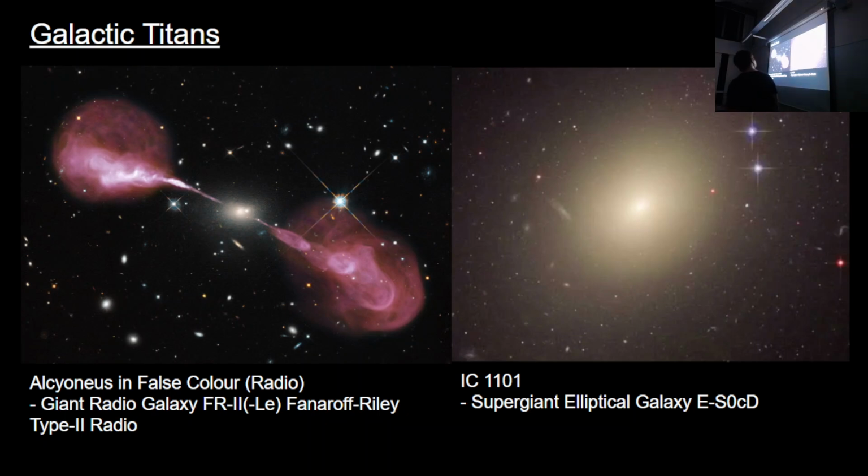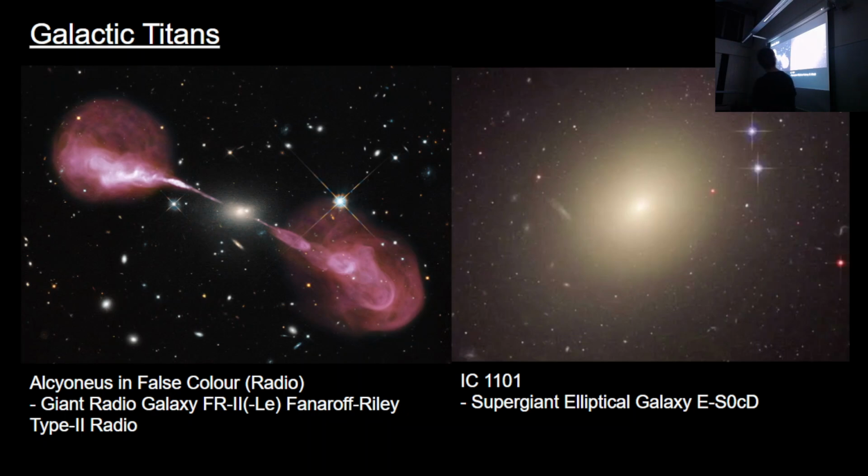IC1101, however, is the undisputed largest galaxy. If you put this galaxy between us and Andromeda, it would stretch the entire distance just with its galactic disk. It is 40 times the diameter of the Milky Way and contains over 100 trillion stars. It is hard to get around the sheer size of that kind of supergiant elliptical.